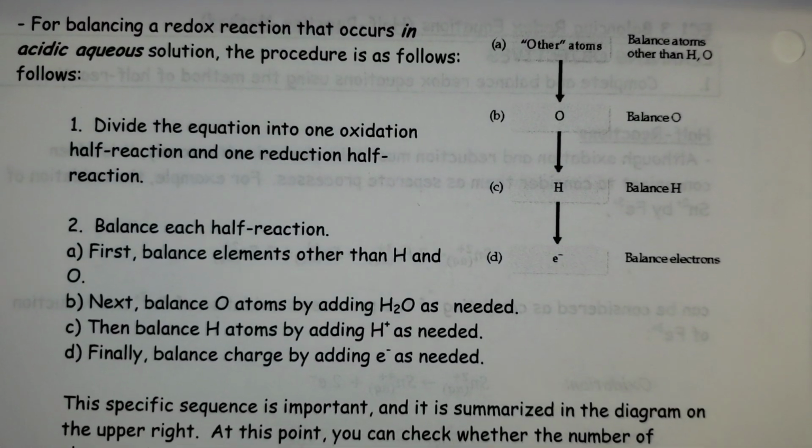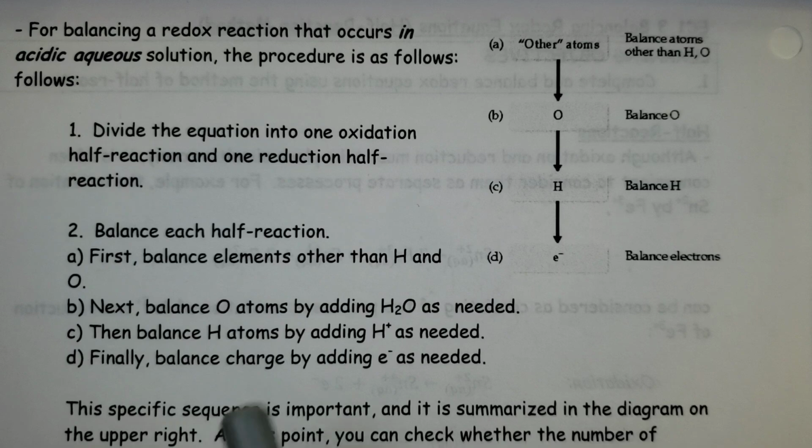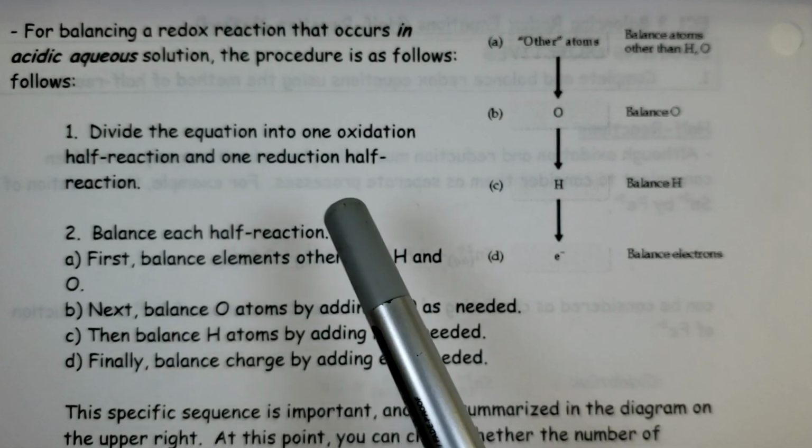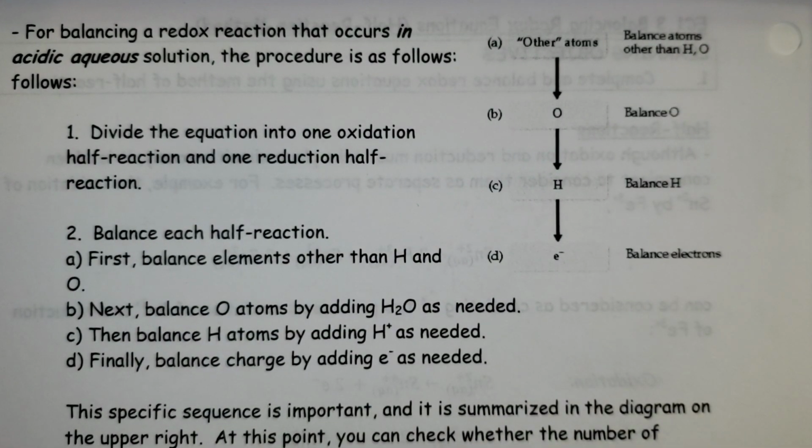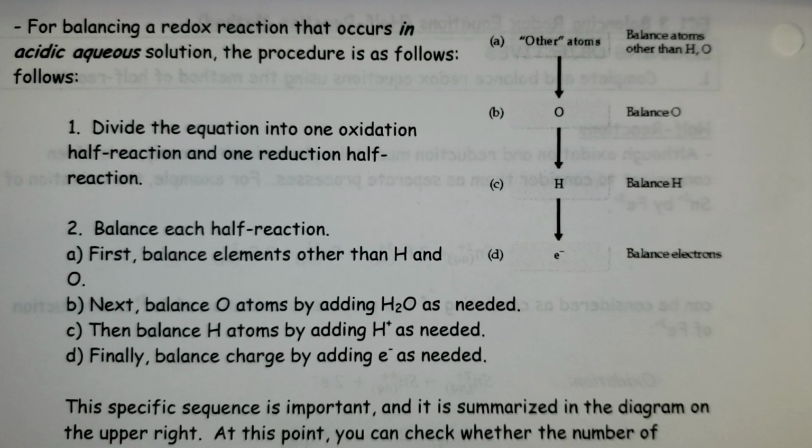Welcome back, Chemistry 30. The previous video got kind of cut short, but we'll continue here. For balancing a redox reaction that occurs in acidic solutions, because we'll look at basic solutions as well, like we did with the oxidation number method.